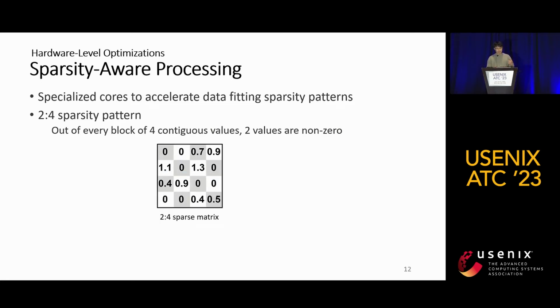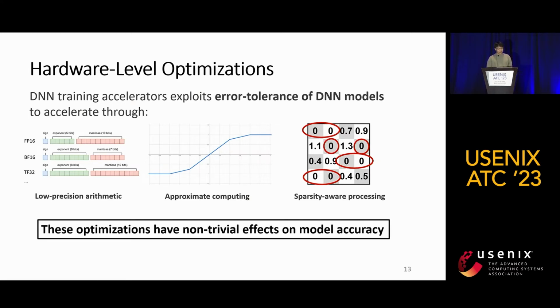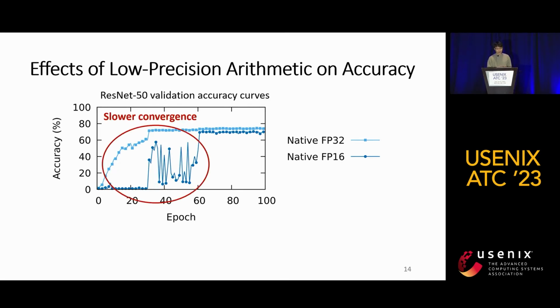It then can be leveraged by certain hardware, say NVIDIA sparse tensor cores, to skip redundant computation to accelerate training. Although these optimizations provide acceleration opportunities, they also have non-trivial effects on model accuracy and convergence. For example, training ResNet 50 with FP32 could reach about 75% accuracy. But when using FP16 to train, the convergence is slower, and the final accuracy drops about 4%.